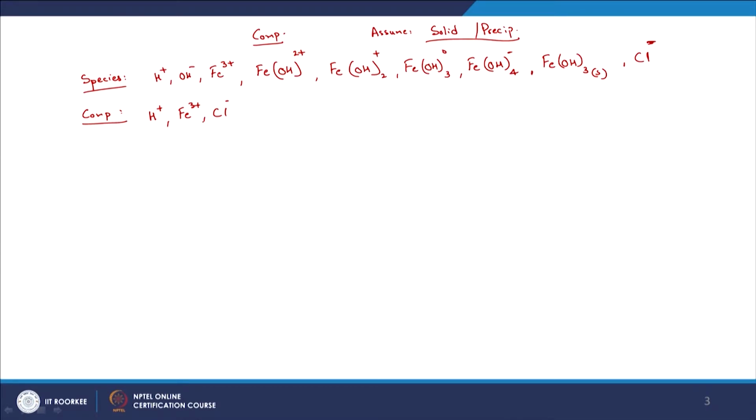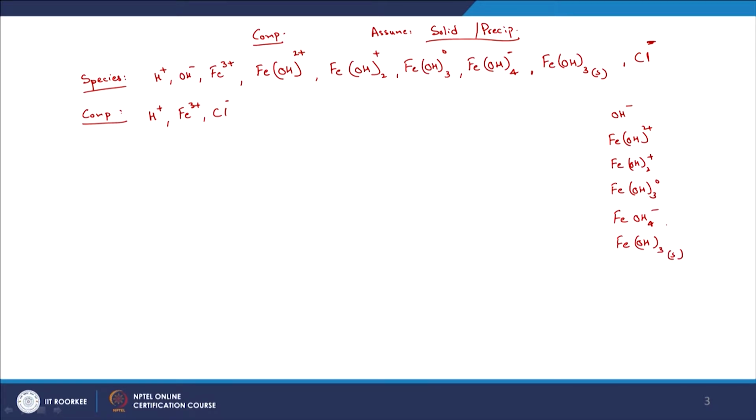So what next? I need to list my formation equations, as in how am I going to form the relevant species from my components. Here we are going to only work it out for the non-component species, as in I am not going to show the formation equations for H plus, Fe3 plus and Cl minus. So we are going to look at the formation equations for OH minus, FeOH 2 plus, Fe(OH)2 plus, Fe(OH)3 with 0 charge, Fe(OH)4 with negative charge, and then the solid. But I am going to start neglecting Cl minus from here on.